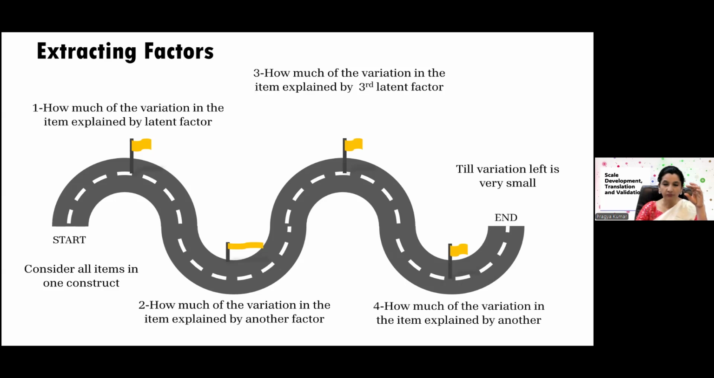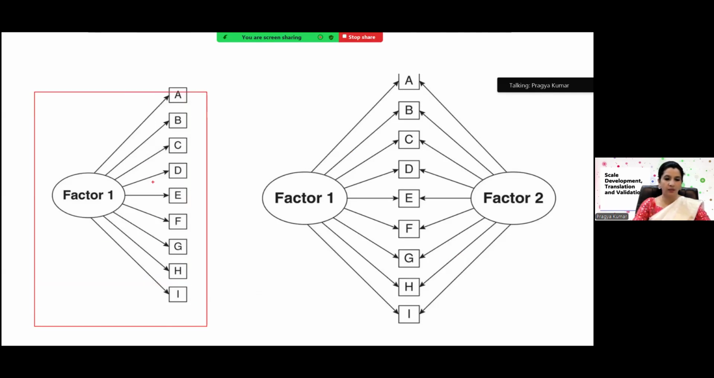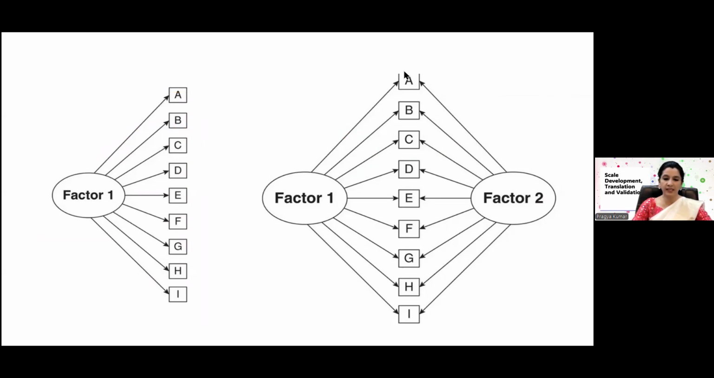So again, depending on that, at the end it stops making new factors till the time very small variation is left. Like you can see here, this is again the same reflective model. For factor 1, some X amount of variation in A to I is explained by the factor, and the next part of the variation was explained by factor 2. So it is only saying that a change in an item is not only reflected by one factor. There might be some other factor also.